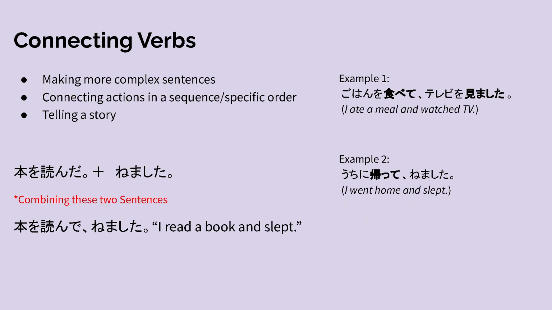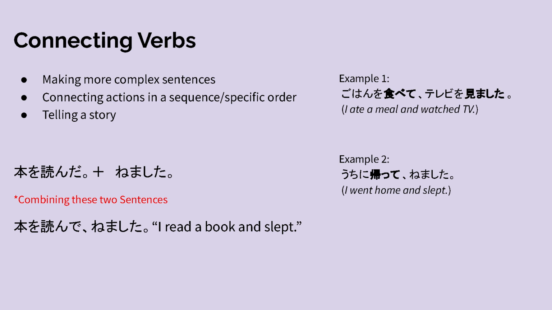Let's do quick reviews. Not going to take very long on these because we already talked about them. Making more complex sentences for connecting verbs. The example on the left, hon o yonda and nemashita. So, I read a book, I slept. Both of those things can be combined easily by changing the first verb into te form and then keeping the last verb exactly the same. Hon o yonde nemashita. That's how you would do that.